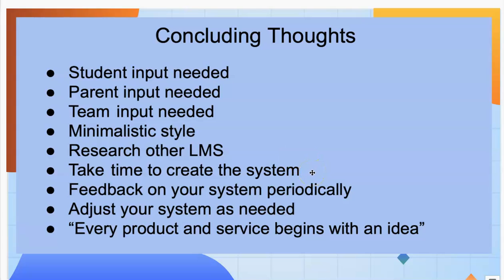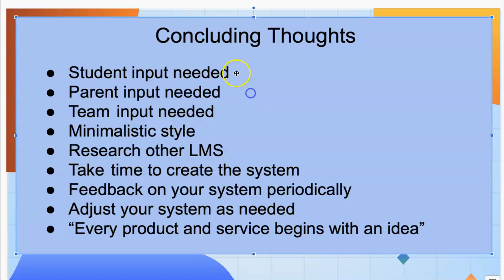It takes time to create the system. This is not something to be done overnight. And this goes along with the next bullet point: feedback on your system periodically. And I like to go back to the very beginning: you need feedback from students, parents, and the team. And having a minimalistic style, I believe it's easier to adjust your system as needed. And when I say as needed, maybe every quarter or every school year, you need some final adjustments.